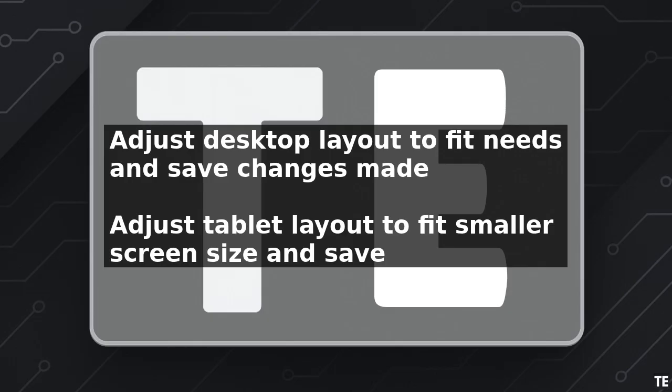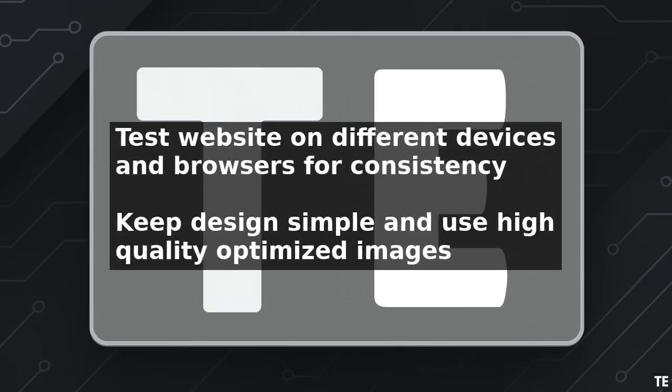To test your website, click on the Preview button and select the device you want to test. You can switch between desktop, tablet, and mobile devices to see how your website looks on each screen size. Make any necessary adjustments and click on the Save button.